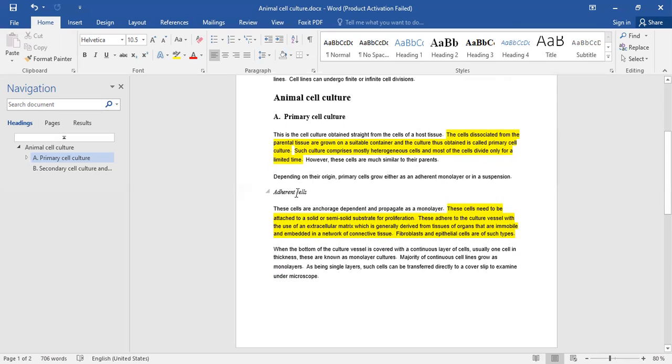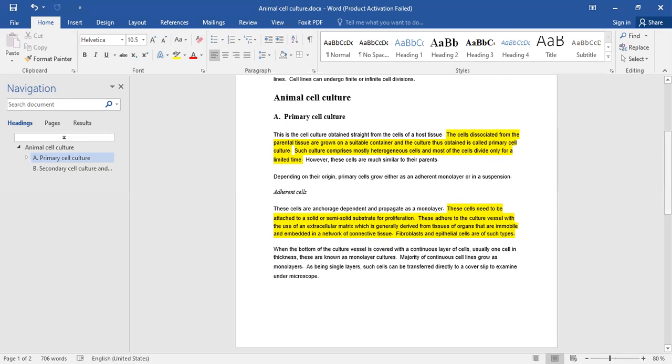These adherent cells need a support for growth, and they are attached on a culture vessel with the use of some extracellular matrix. This is known as the immobilization of these cells, and these are adherent cells in the culture media. Examples are the fibroblasts and the epithelial cells.